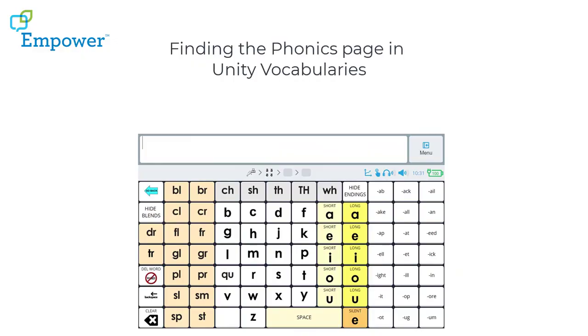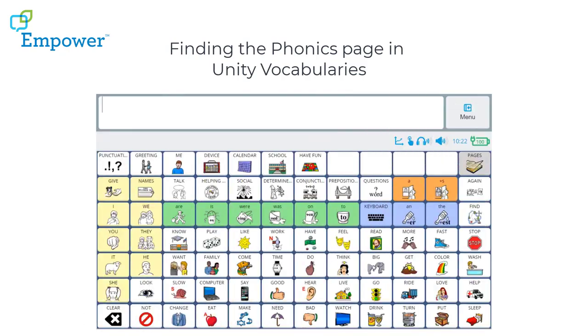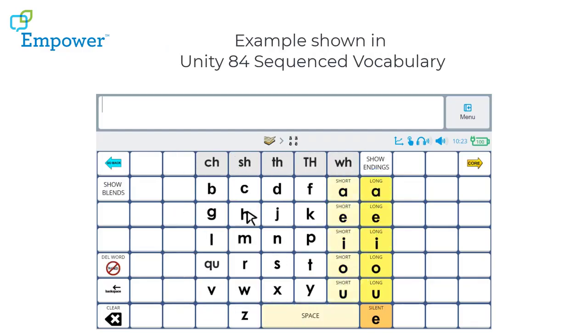Russell Cross will tell us how to find the phonics page in Unity vocabularies and more about this exciting new update. The new phonics page is found by selecting the Pages button and then the button for phonics. Note that in this version there's no word families button here as there was in New Voice. With the phonics page here, the first thing you'll notice is that we've added some new digraphs, and we've added 5 of the most common ones that you'll find in the phonics literature.